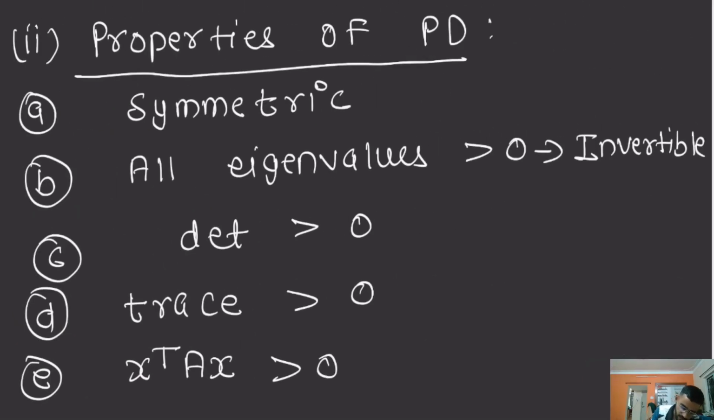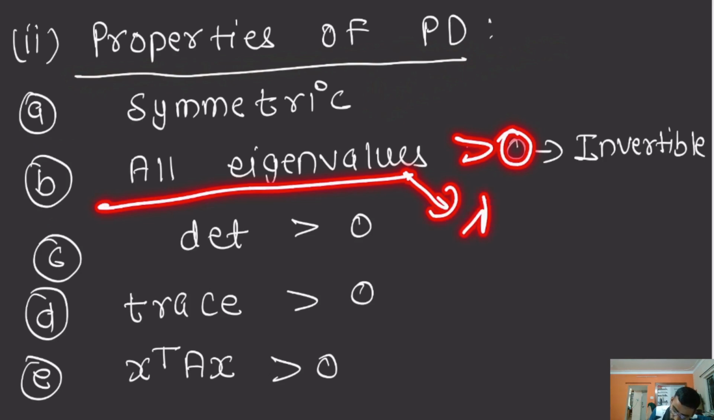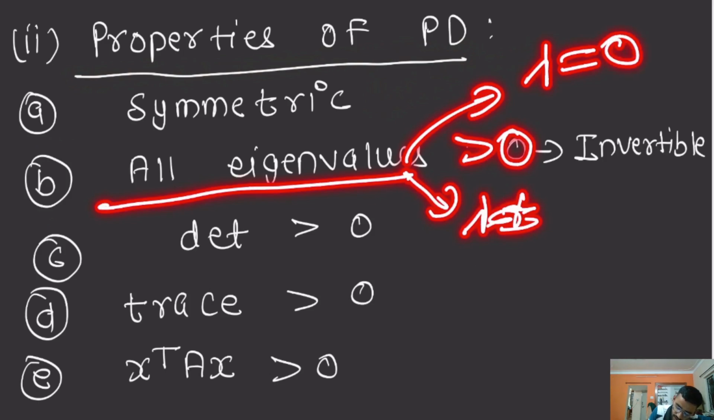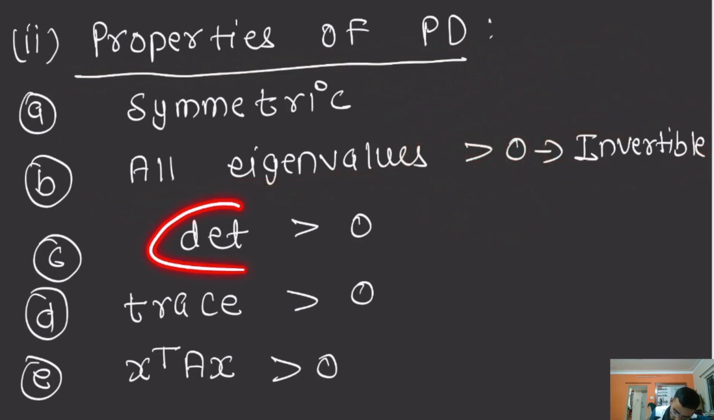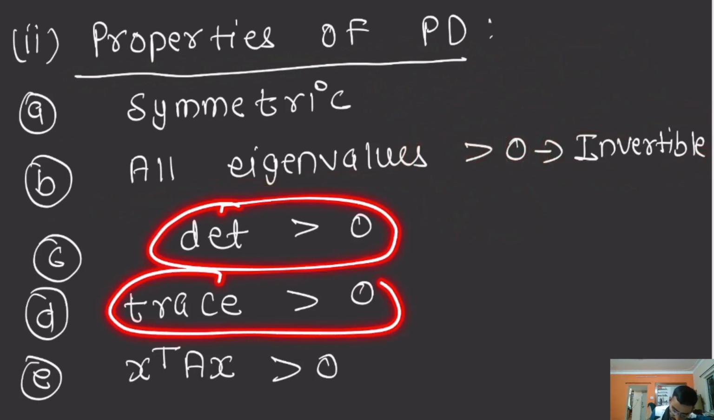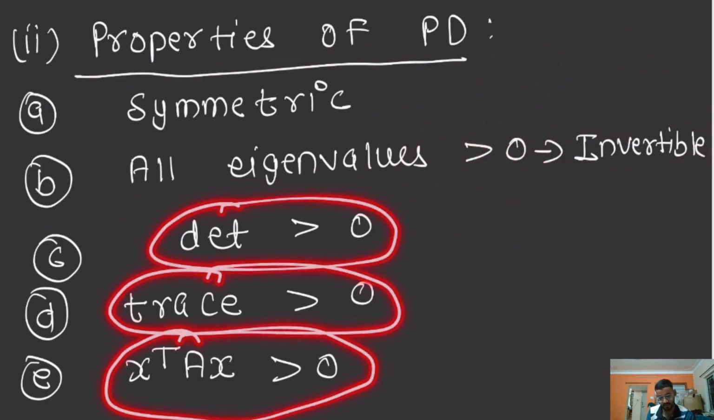And some properties of a positive definite matrix are: it must be symmetric. All eigenvalues are greater than 0, which means no eigenvalue is equal to 0, and hence the matrix is always invertible. Determinant is always greater than 0. Trace is always greater than 0, and x transpose Ax is also greater than 0.